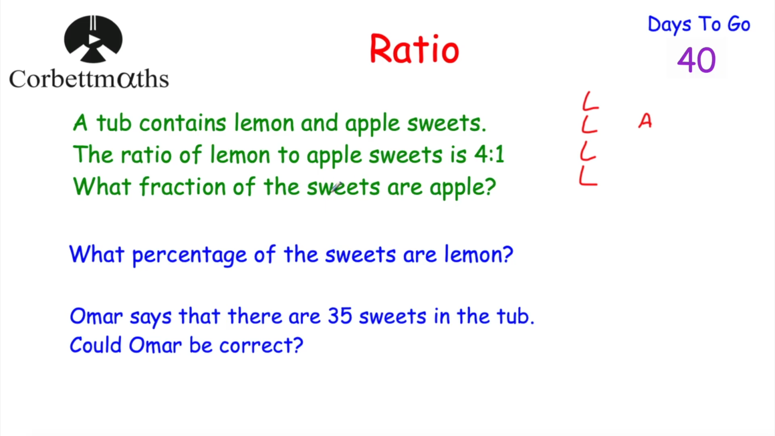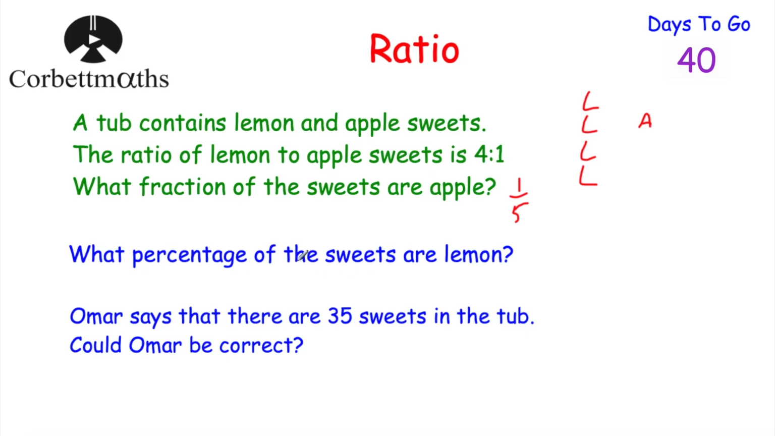But the question says, what fraction of the sweets are apple? If we had 4 and 1, there'd be 5 altogether, and one of them is apple, so that would be 1/5, 1 out of 5. If there were 8 lemon and 2 apple, then that would be 2 out of 10, which would cancel down to 1/5, and so on. Always you would cancel it down to 1/5. So the answer is 1/5, and if you got that, well done.